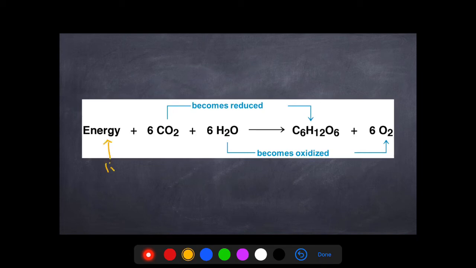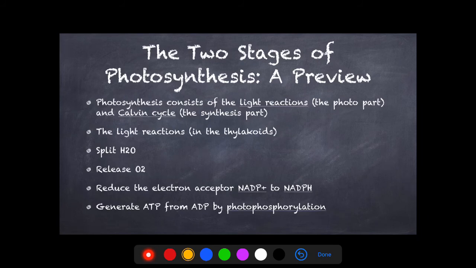So here is just an example of what I'm talking about. Remember, you have energy from light that comes in. You have carbon dioxide that is reduced. That means it gains electrons. And then you have water that's being oxidized, which means it loses electrons, in order to get your glucose or your sugar and your oxygen.